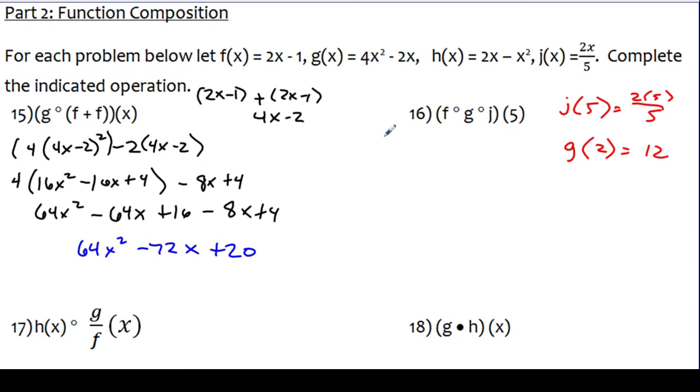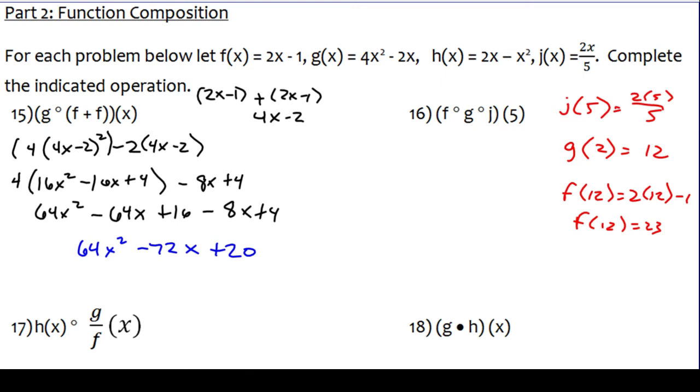Okay, so I'm saying take that answer, plug it into F. So this is really F of 12. F of 12 says do 2 times 12 minus 1, so this says 24 minus 1. This is going to be F of 12, 23. That's my final answer.